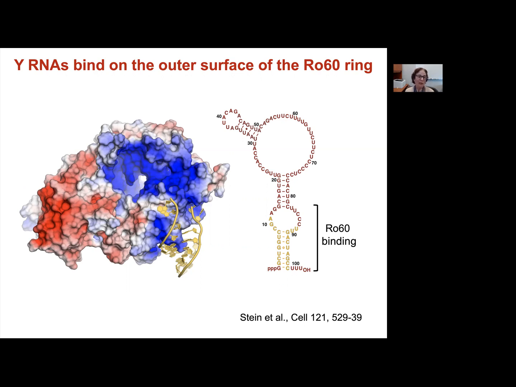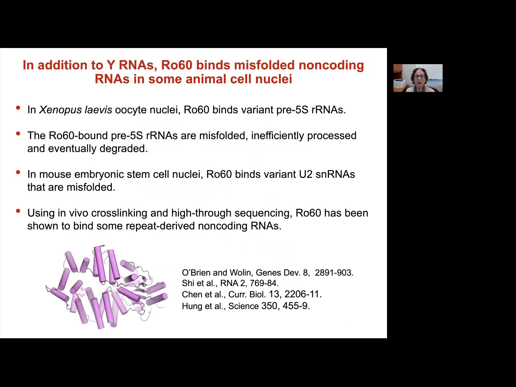So what RNAs bind in the Rho60 hole? Over the years, we had discovered that Rho60 bound misfolded RNAs in some animal cell nuclei. In Xenopus laevis ovaries, we found that Rho60 bound variant pre-5S ribosomal RNAs. And these RNAs were misfolded, inefficiently processed, and eventually degraded. In mouse embryonic stem cell nuclei, we found that Rho60 was complexed to variant U2 snRNAs that appear to be misfolded. And using cross-linking and high-throughput sequencing, Rho60 has also been reported to bind repetitive non-coding RNAs.